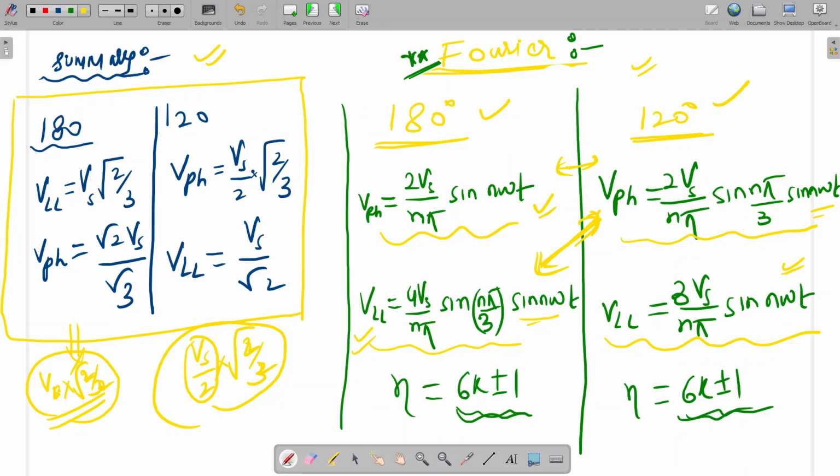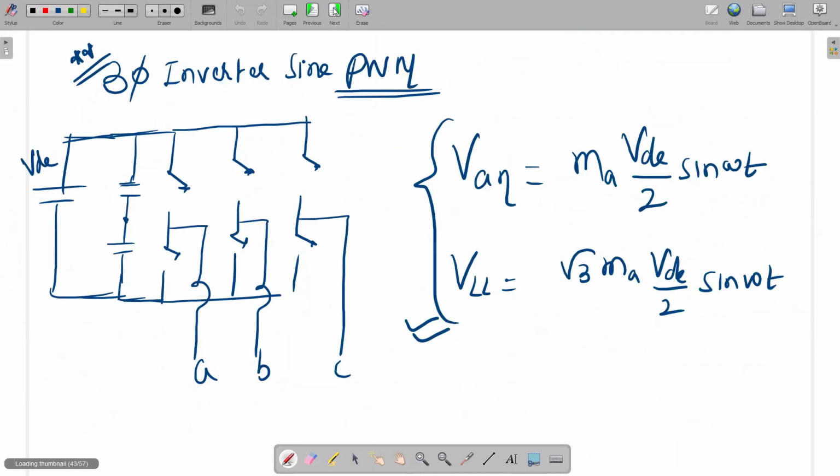Yes, sir. So see, in inverters very few formulas are there. If you remember some 10 formulas, then any previous year GATE question can be solved. So I'm moving to the next part. Some other analysis I have done.